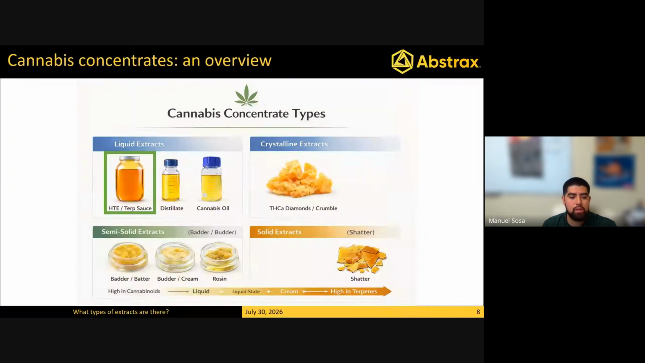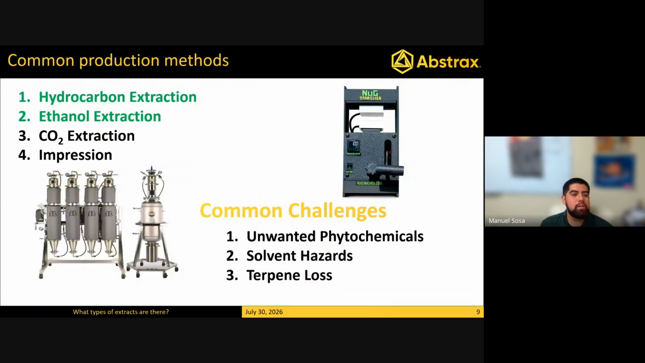which is a high terpene extract of butane hash oil, as well as some Rick Simpson oil, which is an ethanol extraction. There are many ways to produce these, right? Number one is hydrocarbon extraction, which can be pentane or butane or a mixture depending on your SOP. You have ethanol extraction, which is a way to make Rick Simpson oil. You have CO2 extraction as well as pressing. CO2 extraction isn't really used as commonly in the industry anymore, just due to the favorability of butane, which pulls all your terpenes and cannabinoids and leaves a lot of the other phytochemicals behind.